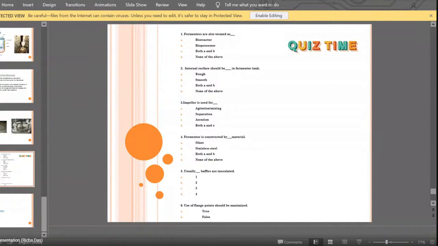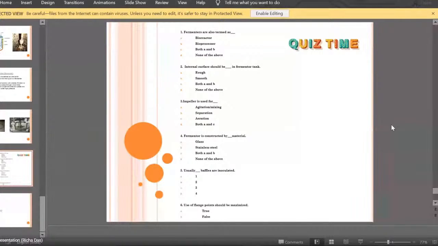Okay, moving to the answer. So use of flange points should be maximized. The answer is actually false. The question says that use of flange point should be maximized. That means we have to use screws more and more. And just now I said that if we use screws, it will provide a bumpy surface.